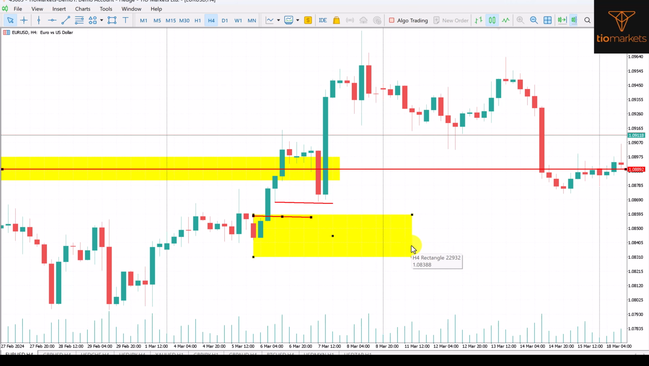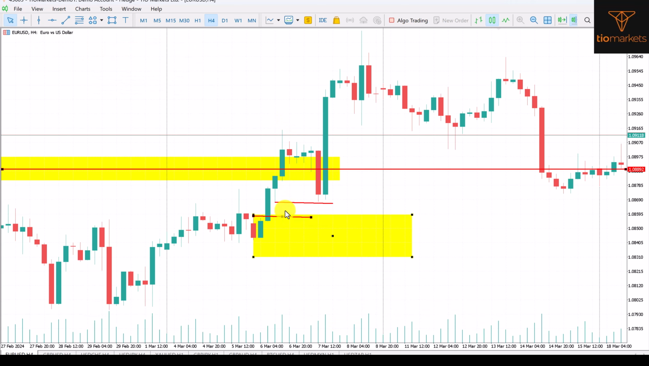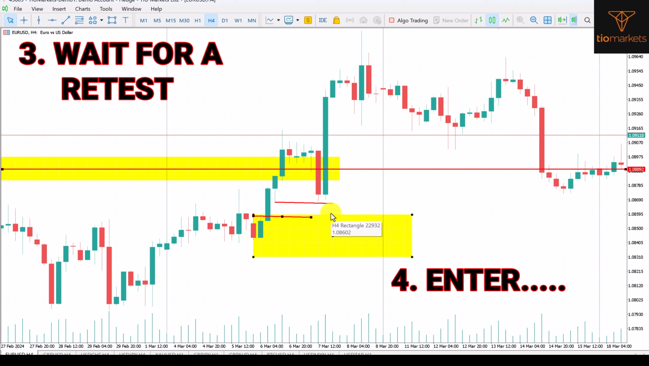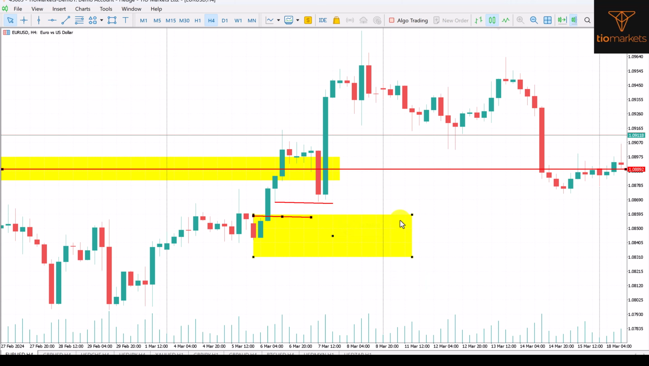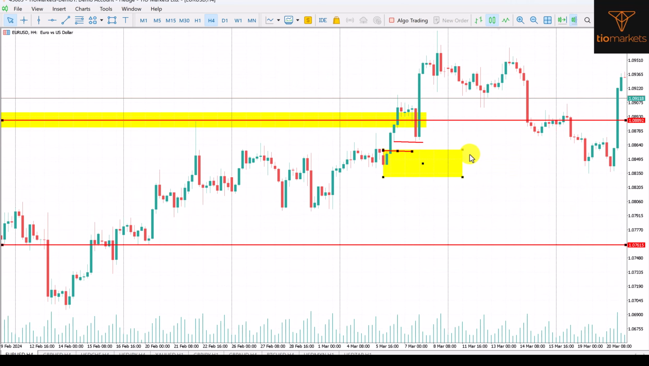Do you understand? So in a nutshell, that's how you trade support and resistance. So we wait for a break. So these are the rules. Number one, you wait for what? For an aggressive break. Number two, you identify an order block or a fair value gap as we did. Number three, you wait for a retest of those two zones. Number four, you enter your trade. Number five, you make money. So those are the 5 rules that you have to use when you are using support and resistance, and dish out that phenomenon of the bounce, right?